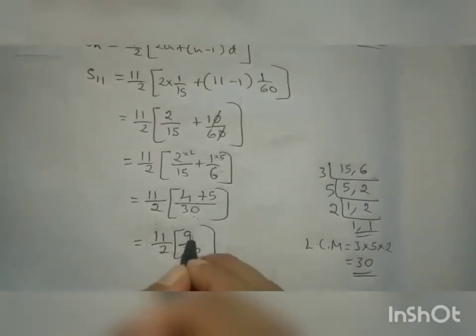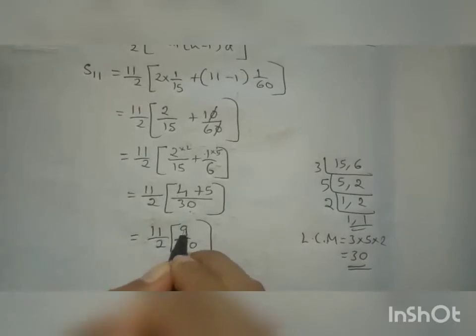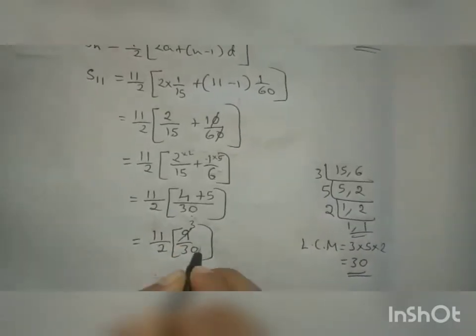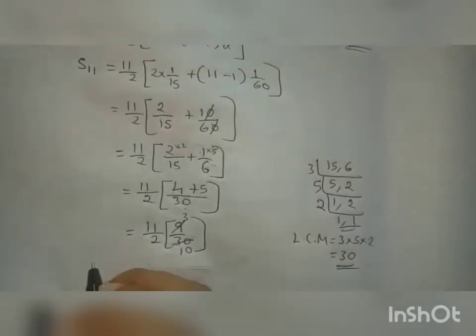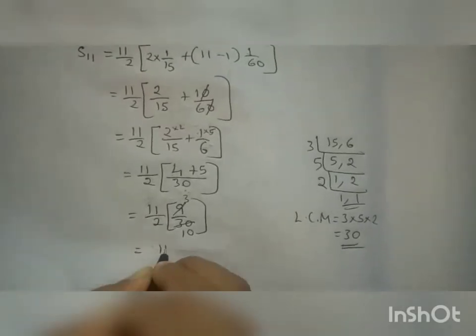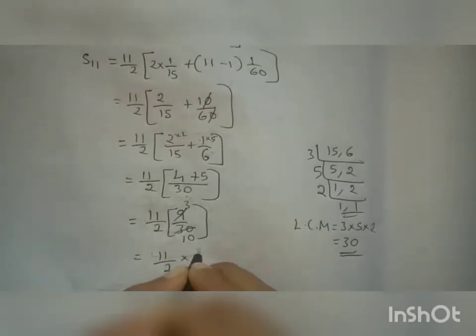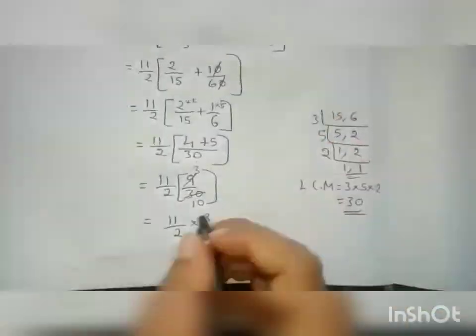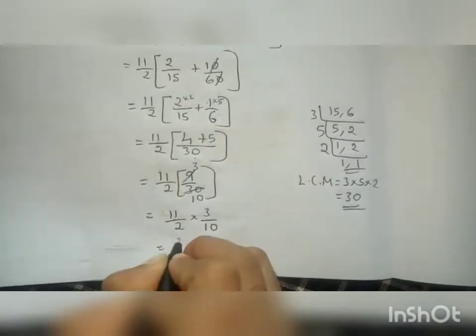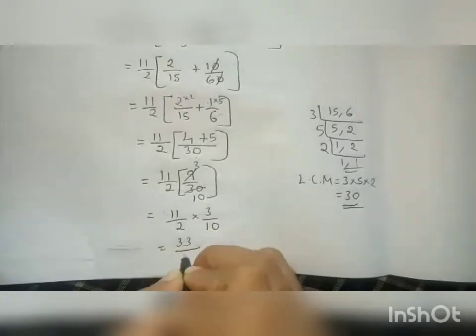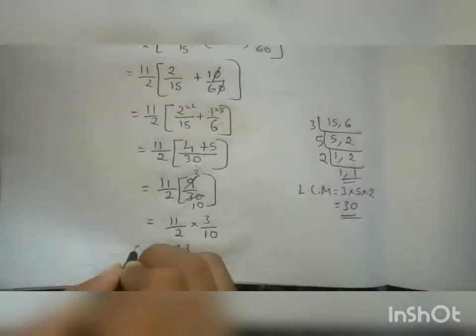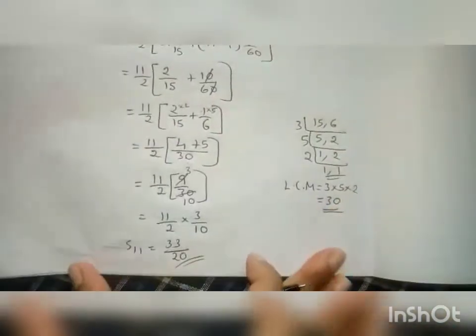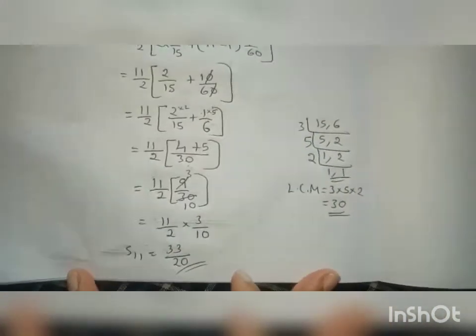Again these both are divisible by 3, right? 3 3s are 9, 3 10s are 30. Next, 11 by 2 into 3 by 10 will be remaining. Multiply 11 into 3 is 33, 2 10s are 20. So the answer S11 is equal to 33 by 20.